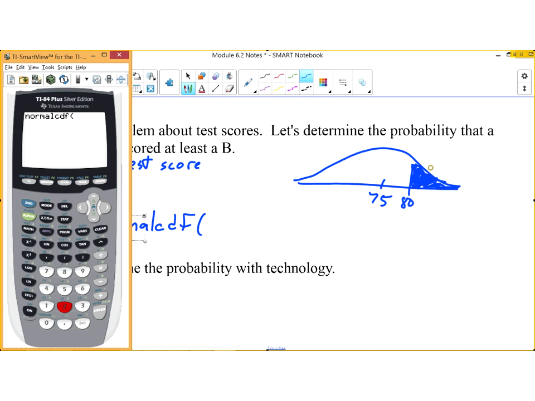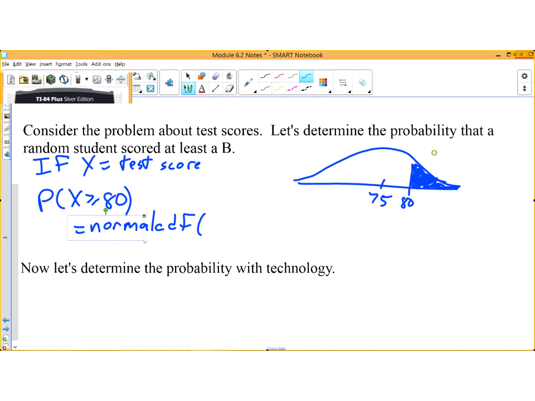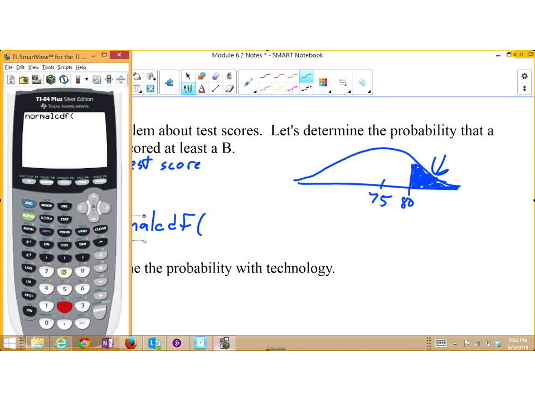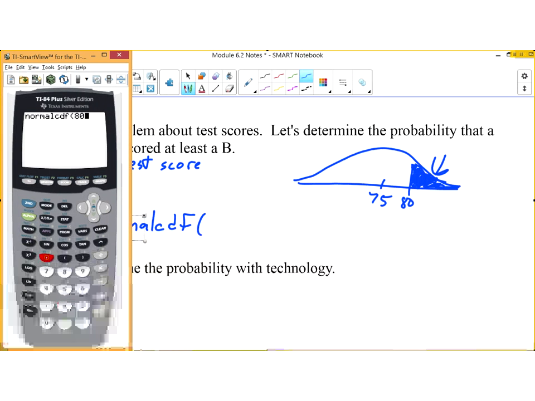It wants the lower bound of the area I'm looking for. Well, here's my area. The lower bound of that area is 80. The left endpoint of the area is 80. So the first number I would put in is 80. Then I'd hit my comma. Then it wants the upper end of the area.